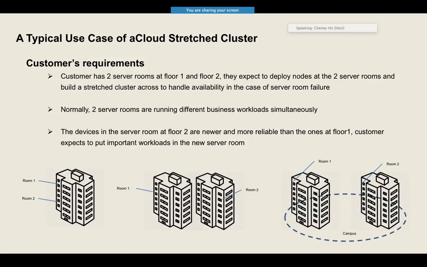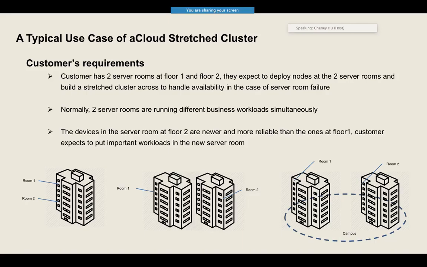Let's have a look at a typical use case of aCloud stretched cluster. This use case actually originates from a real case in the domestic China market. It's a newspaper customer. They have the requirement for a stretched cluster because they have 2 server rooms on 2 different floors, and one of the server rooms has better equipment. It has newer servers, newer storage, newer network switches, and they have different workloads running on these 2 server rooms concurrently.